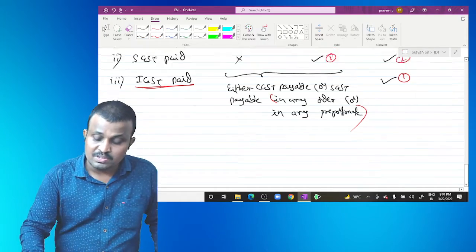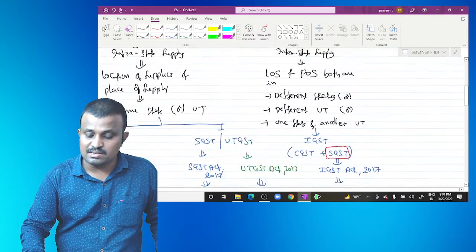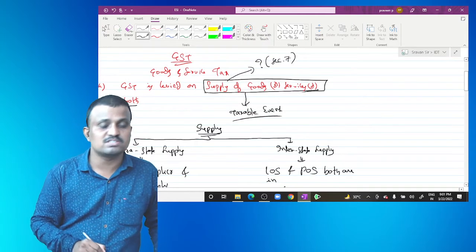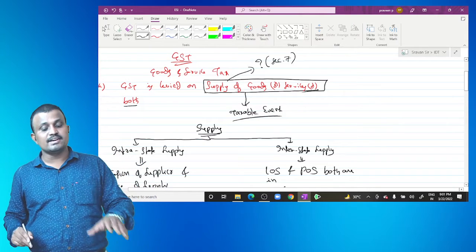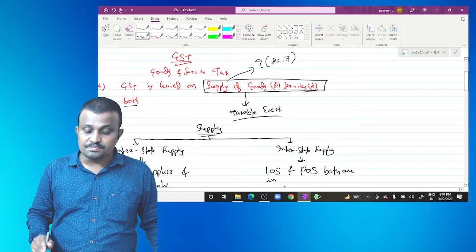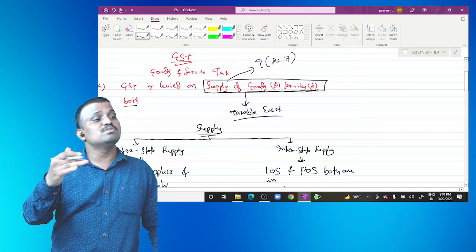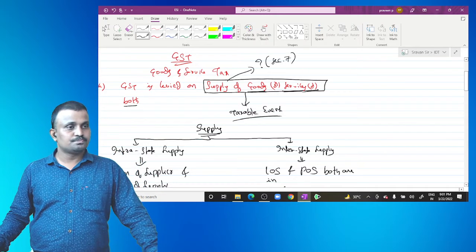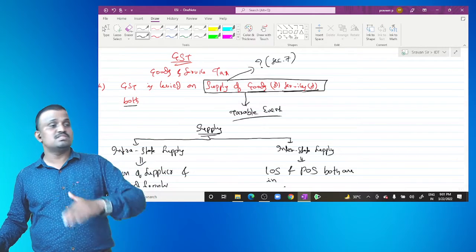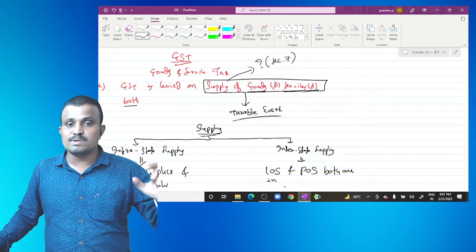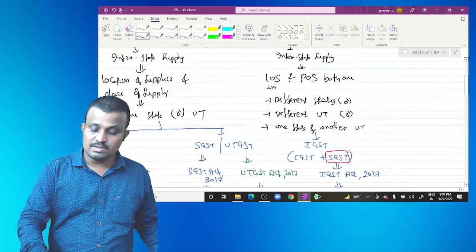Next, coming to the taxable event. What is the taxable event? Supply of goods or services or both in India is said to be a taxable event. So whether all goods and services are liable for payment of GST, whether all goods or services are covered. Before that, what is meant by goods and what is meant by services?